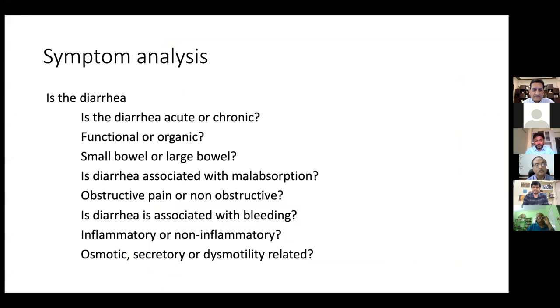Is the diarrhea functional or organic? Do we have a small bowel or large bowel involvement? Is there significant malabsorption? Is there obstructive pain or non-obstructive pain? Is the diarrhea associated with bleeding? Is it inflammatory or non-inflammatory? Or can we make out any feature suggestive of osmotic, secretory, or dysmotility related diarrhea?